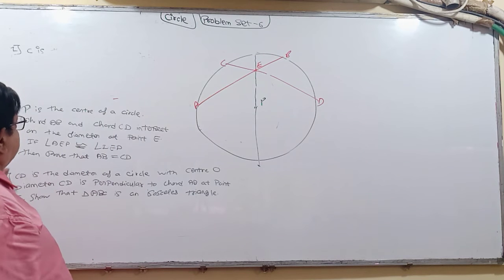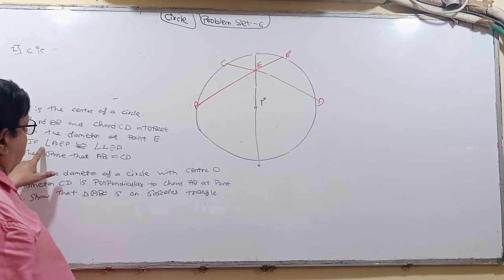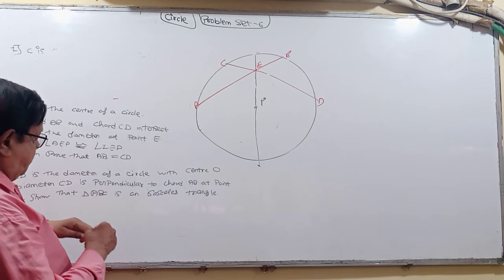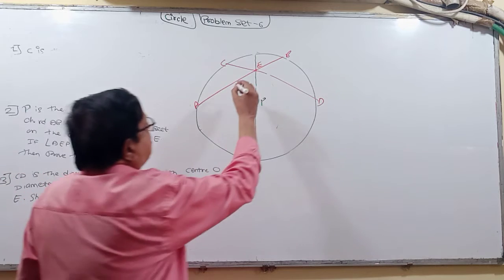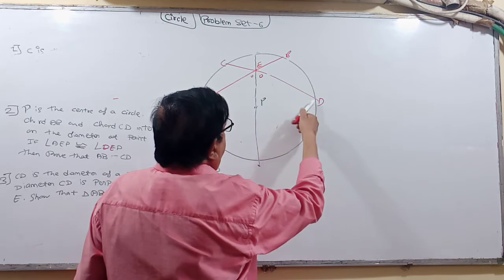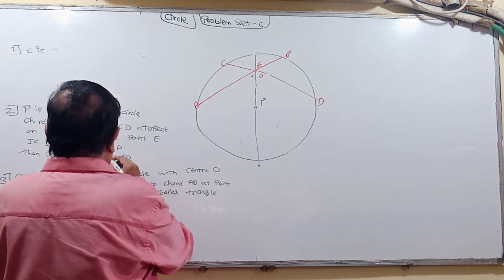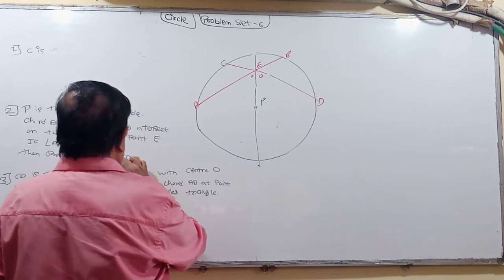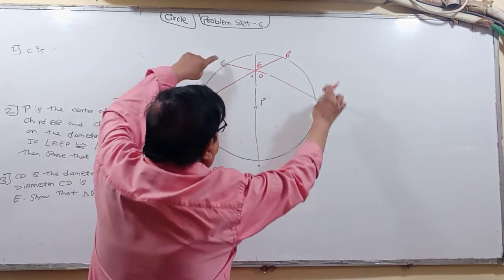Done. After that, what do we need? If angle AEP is congruent to angle DEP. Angle DEP. This angle is congruent to this angle. Angle AEP congruent to angle DEP. We have to prove that AB is congruent to CD, or AB equal to CD. You have to prove that this chord is equal to this chord.